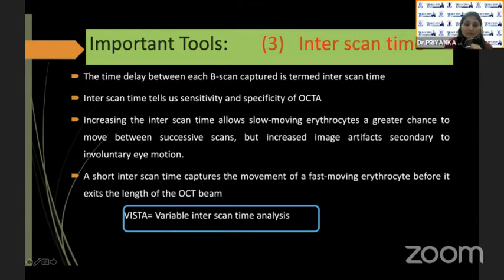Now we have a principle called variable interscan time analysis. Generally, it is 5 milliseconds, but we can increase and decrease. By increasing the interscan time, you're giving the slow moving RBCs a greater chance to move between the scans, but it also provides image artifacts, and the shorter interscan time will capture the movement of fast moving RBCs before they exit the length of the OCT beam.